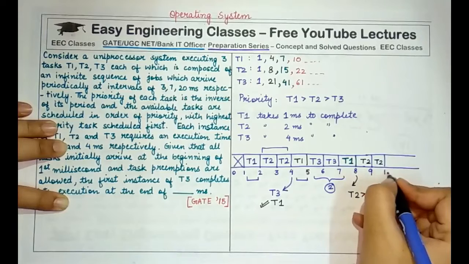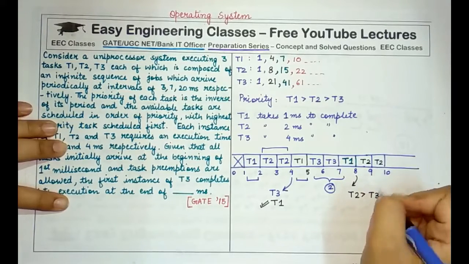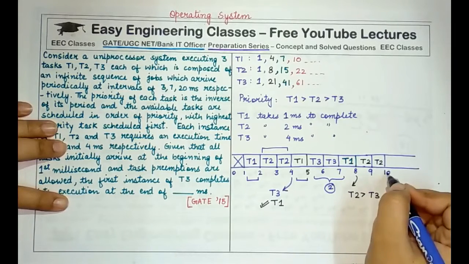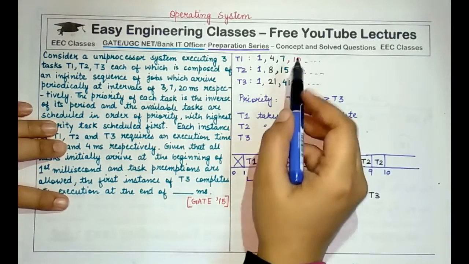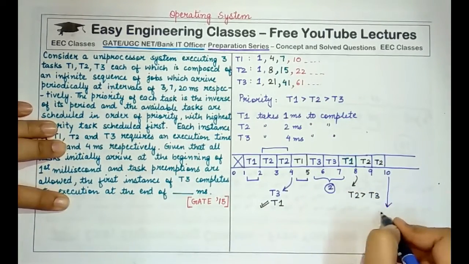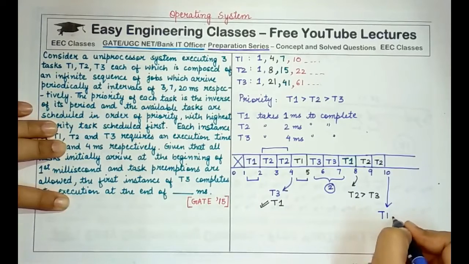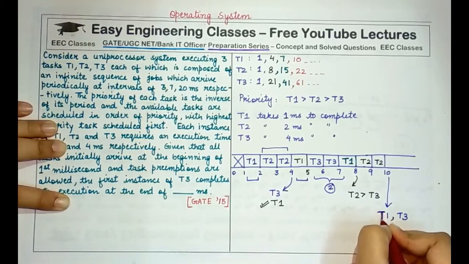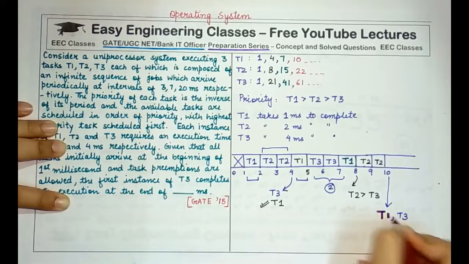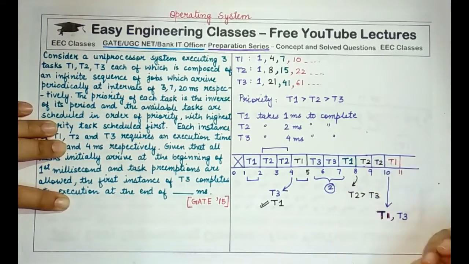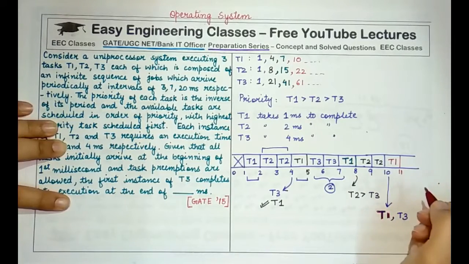Now what happens at time 10? T2 is complete and T3 tries to take the execution, but again the fourth instance of T1 arrives at this point. At this point we have T1 as well as the remaining portion of the first instance of T3. Since T1 has higher priority, we'll schedule T1 here. T1 only requires a single millisecond to complete, so it will complete by 11 milliseconds.